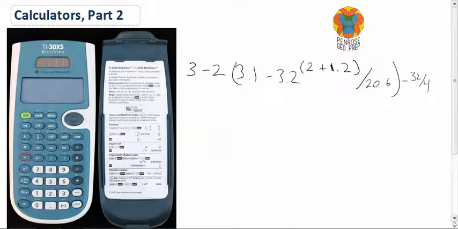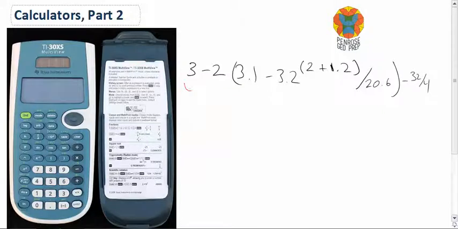In this video, we're going to work on one more problem using the TI-30XS MultiView calculator. As usual, make sure you follow along because I don't have the actual calculator here. It'll be much better if you try it on your own, and then it'll be helpful. So let's give this a try.